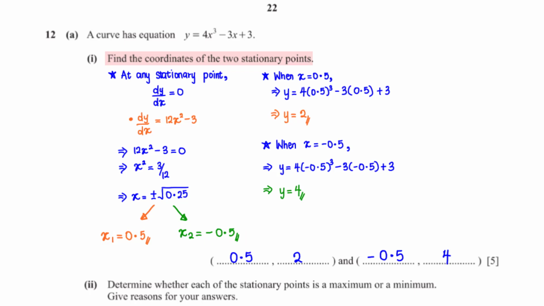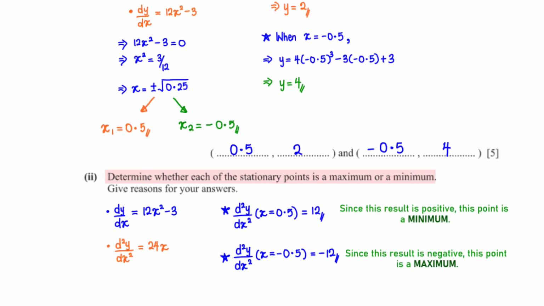To find the corresponding y coordinates, we substitute the x values into the equation of the curve. When x equals 0.5, y is equal to 4 times 0.5 cubed minus 3 times 0.5 plus 3, which is equal to 2. When x is negative 0.5, y is equal to 4 times negative 0.5 cubed minus 3 times negative 0.5 plus 3, which is equal to 4.